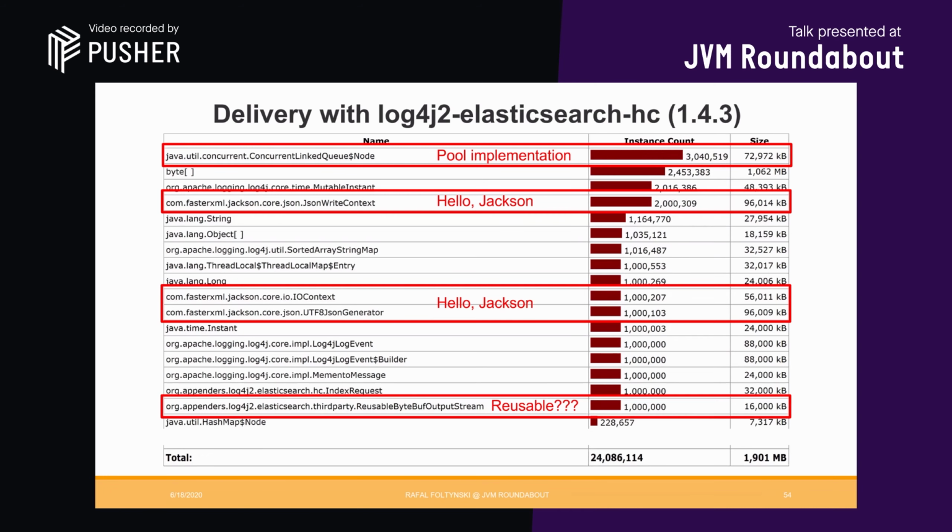Also, I saw my reusable stream, and I thought, is it really reusable? Maybe it's time to actually make it reusable. Plus Log4j events. Why am I getting so many Log4j events? Well, I'm sending 1 million, obviously, but I've tried to set up Log4j to actually reuse all this stuff. So what is all that?